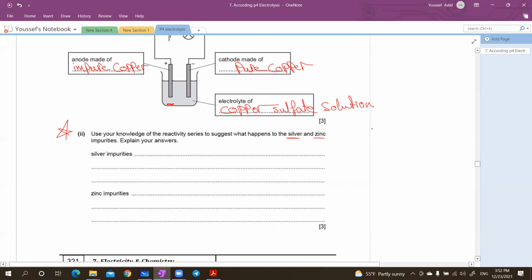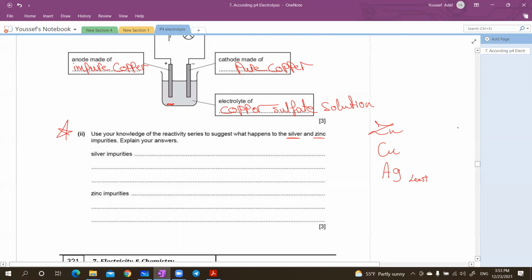Arrange them according to their reactivity in the reactivity series. So the most reactive is the zinc, then copper, then silver is the least reactive. So you know that metals react by losing electrons. The more reactive a metal is, the more tendency it has to lose electrons. So the zinc is the most reactive. It will be able to lose electrons more than the copper and silver.